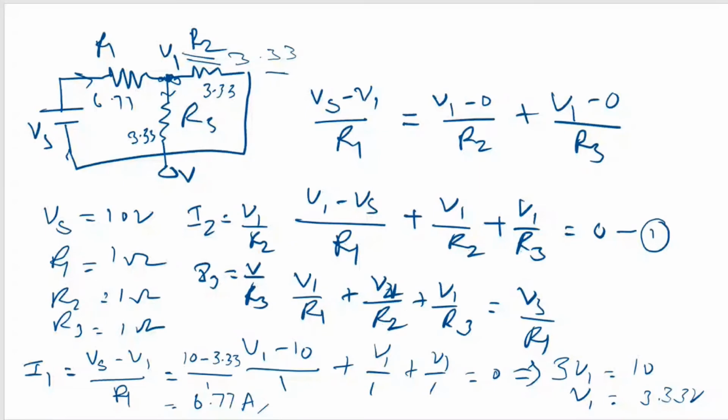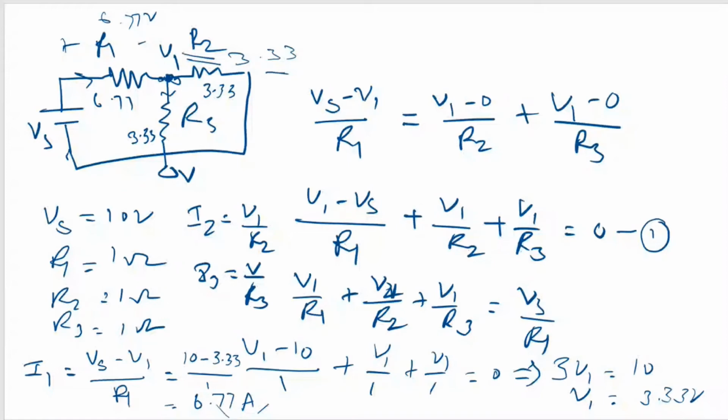What is the potential difference across this element? Vs minus V1, that is 6.77 volts. What is the potential difference between these two? 3.33 volts and 3.33 volts. Like that we can find the currents in the network using nodal analysis.